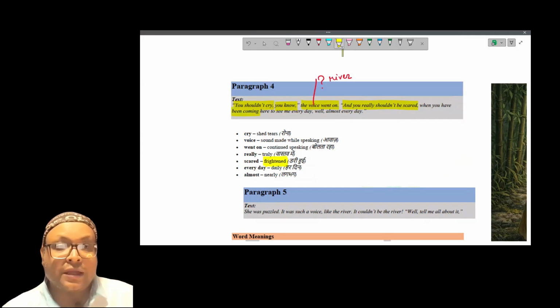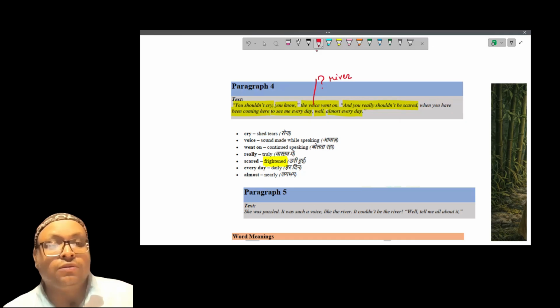When you have been coming here to see me every day, well, almost every day. So we get to know a regular habit of Jahnavi. Jahnavi comes to the river almost every day. And that's why the river said, don't be scared. You should not be scared at all.